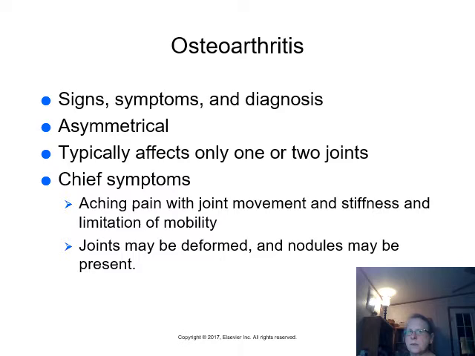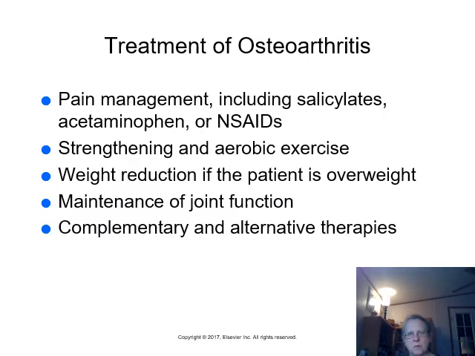Usually it's asymmetrical, so you have one joint and not both of them. Usually one or two of them, or it could be just the one. Chief complaint: aching, pain with joint movement, stiffness. There could be some deformities. Treatment: pain management, like aspirin, Tylenol, and NSAIDs.